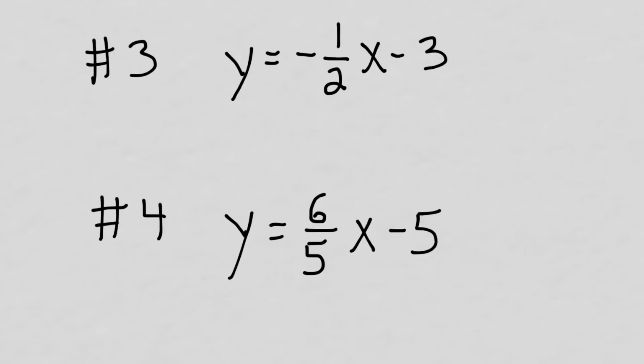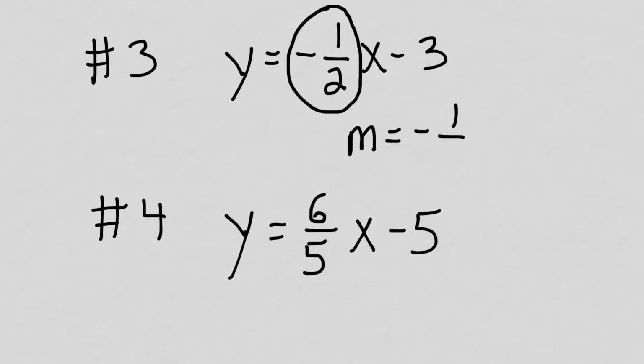All right, we're going to do number 3 and 4 at the same time. This is where it gives us slope-intercept form, y equals mx plus b, and it wants to know the slope. All right, so on the first one, the slope is going to be basically the coefficient of the x. It sits right in front of the x. So the slope of number 3 is m equals negative 1/2.